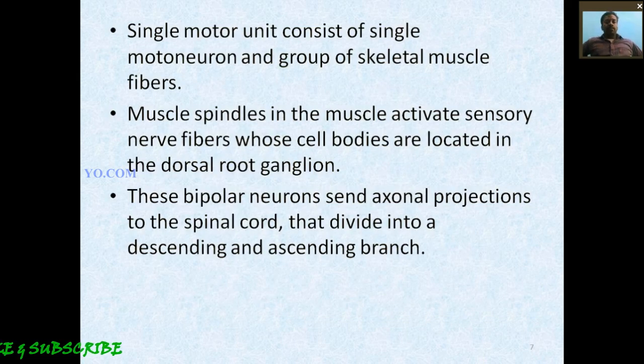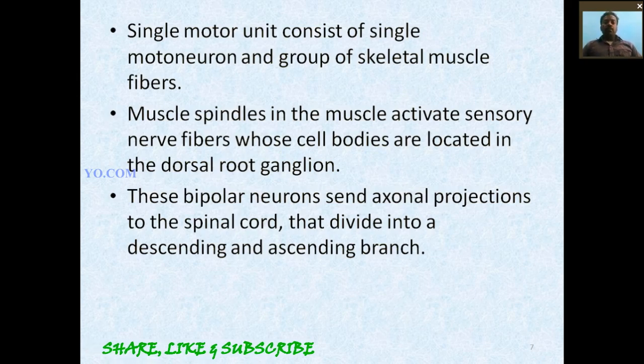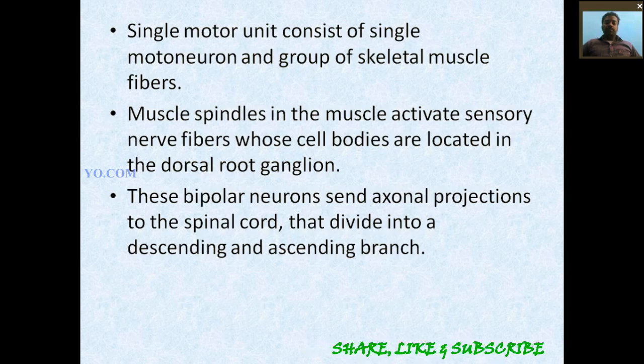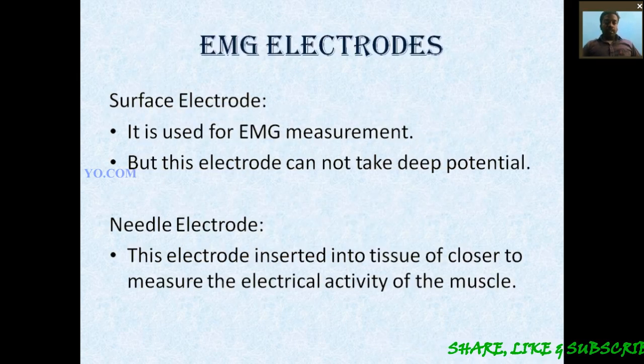Okay, right. So a single motor unit consists of a single motor neuron and a group of skeletal muscle fibers. When the muscle spindle in the muscle activates the sensory nerve fiber, whose cell bodies are located in the dorsal root ganglion, these neurons send axonal projections to the spinal cord that divide into descending and ascending branches. Descending means the information is coming from the brain. Ascending means the information is coming to the brain. Okay, right. Then EMG electrodes.